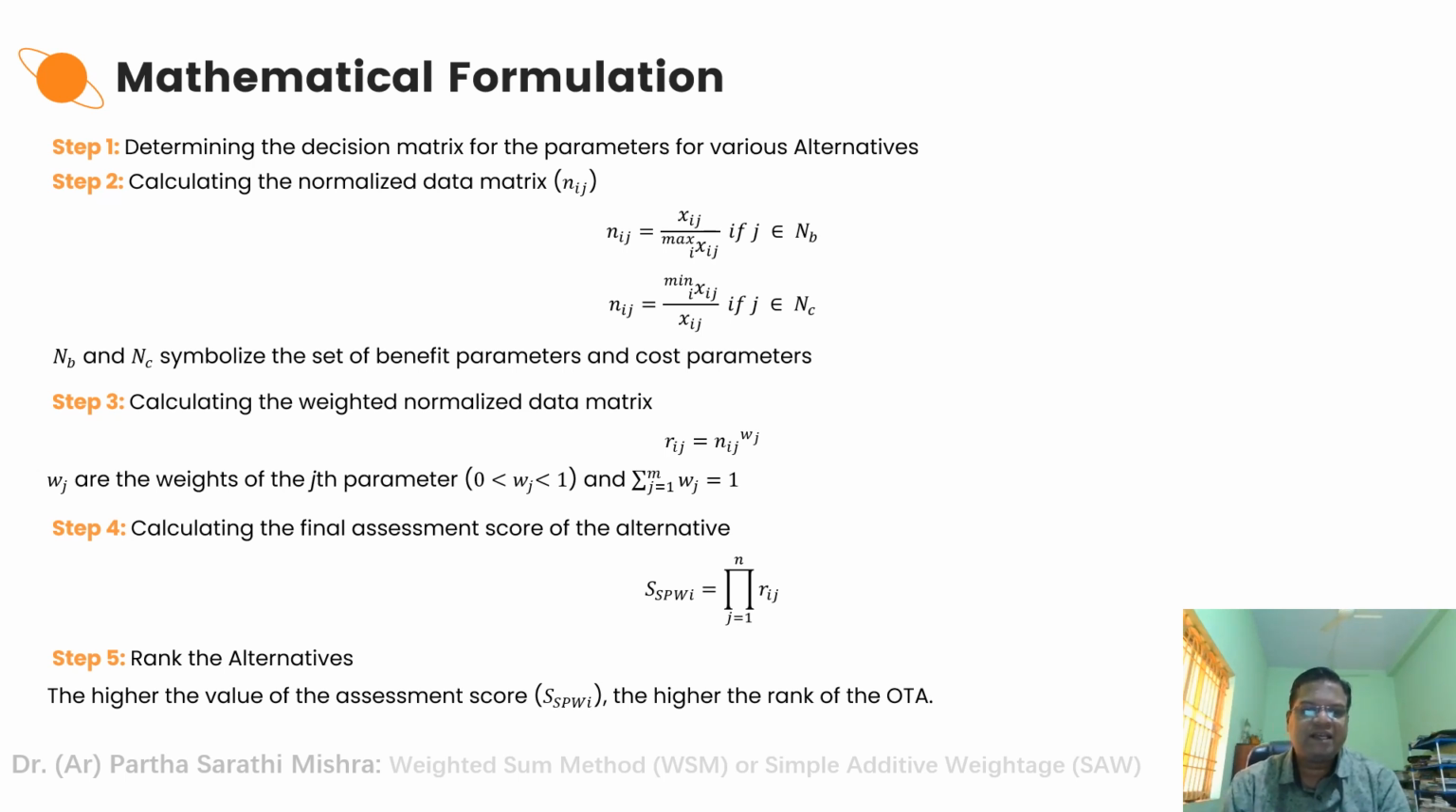Next is step 4, determine the final assessment score by multiplying all the weighted values. Fifth is to rank the alternatives based on these scores. The higher the assessment score, the higher the rank.